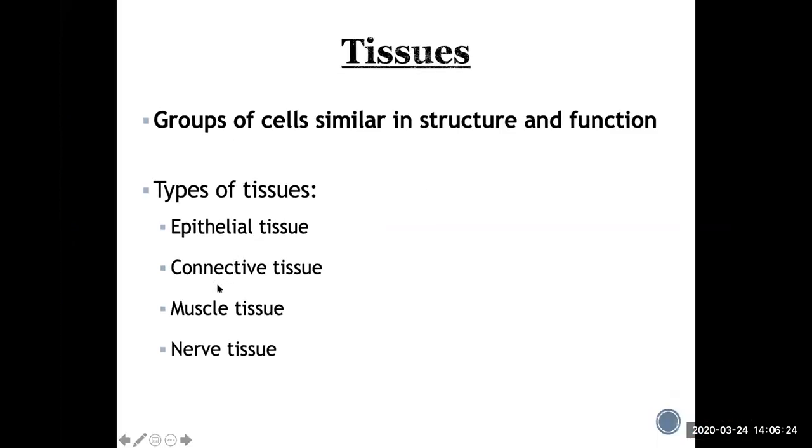Okay, 4 different types of tissues in the human body. So these 4 tissue types account for all of the various tissues in our body. All of the cells in your body are part of one of these types of tissues, okay?